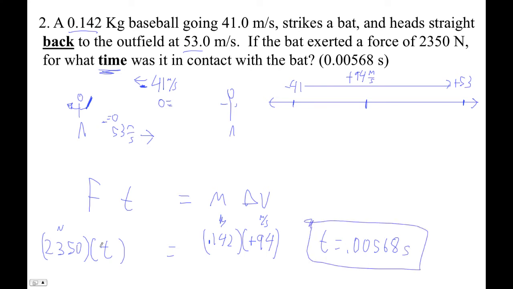So the math here was this times this, and then divide by this. Just remember, when you've got these things, if they turn around and go back the other way, that 94, that change in velocity, is 41 plus 53. They'll all be like that, every single one with a baseball hitting it straight back out. You're going to add those two velocities because one is one way, the other is the other way. It's a huge change in velocity.